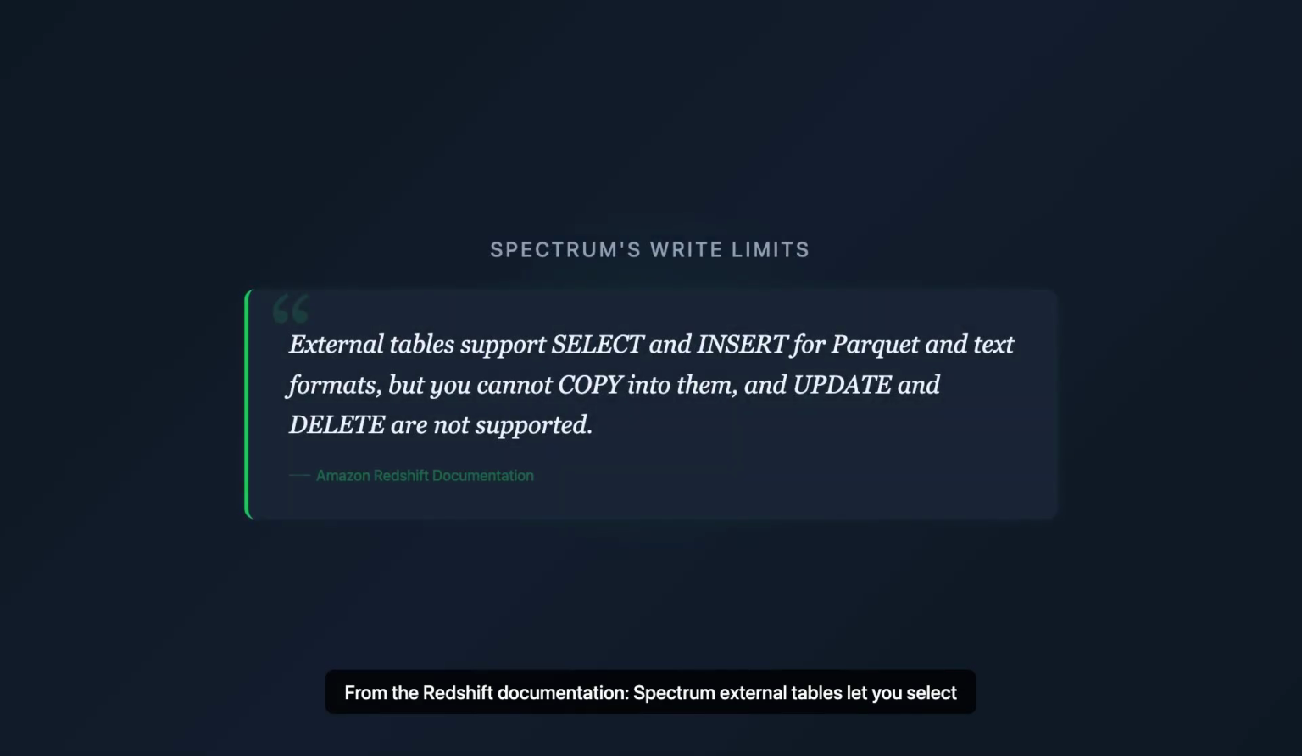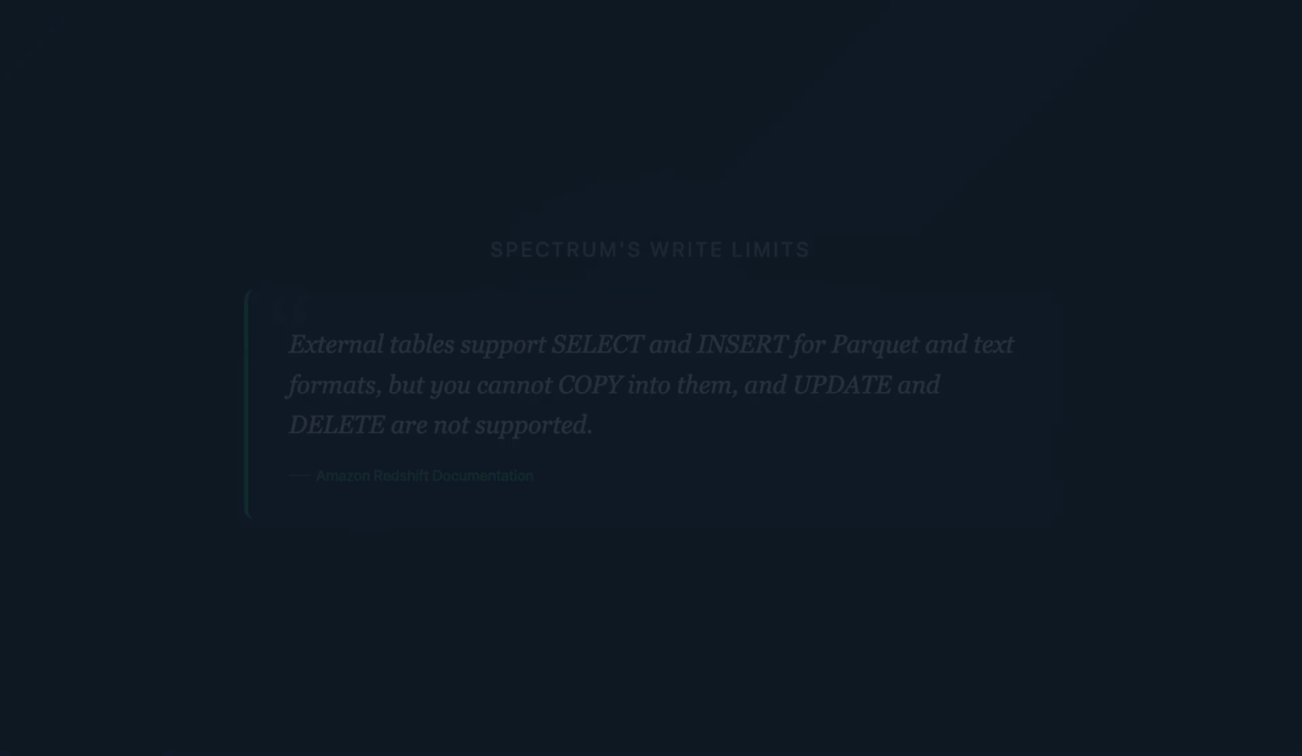They have to be restored to S3 Standard first. From the Redshift documentation, Spectrum external tables let you select and insert, and you can use create external table as select for Parquet and text formats. What you cannot do is copy into an external table, and you cannot update or delete rows. So if a scenario asks for bulk loading through copy or in-place row updates against an external table, those answers are out, even though plain inserts are on the table.